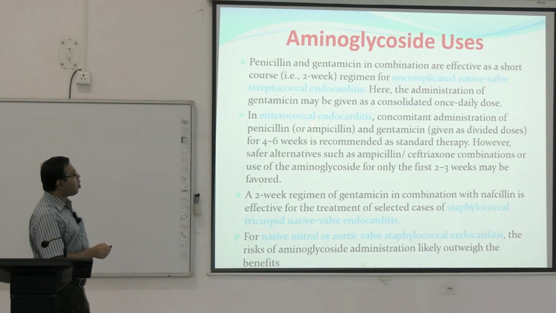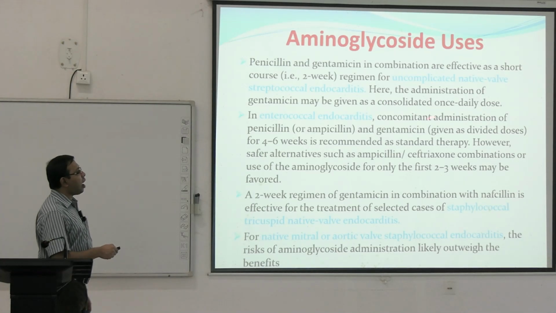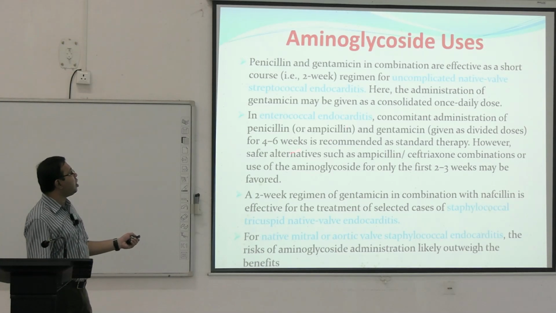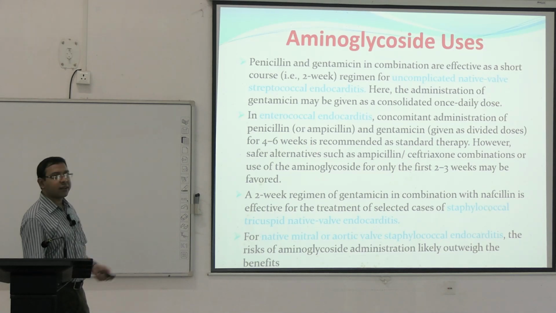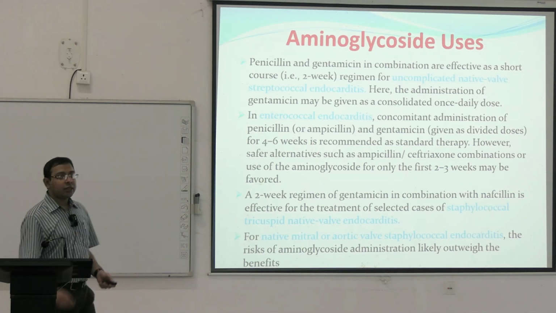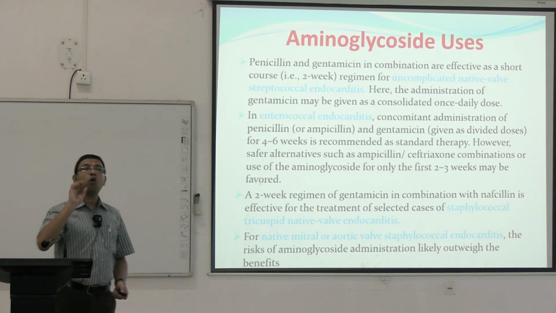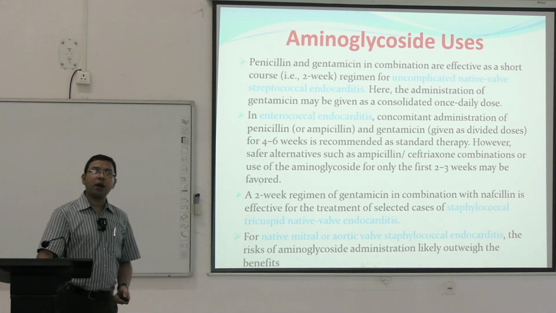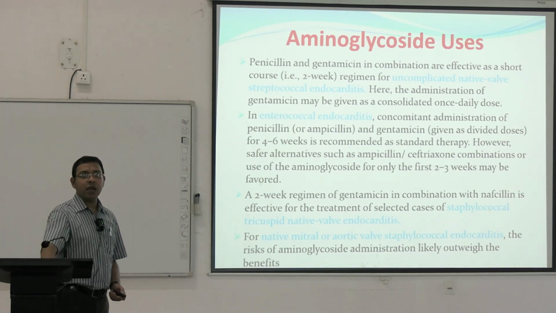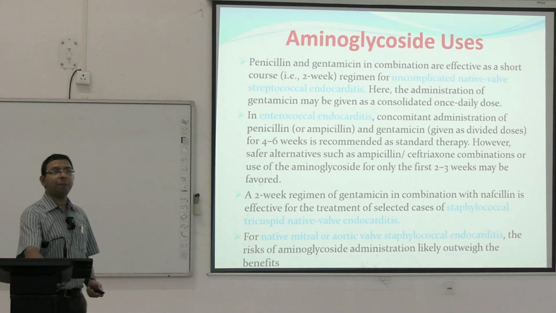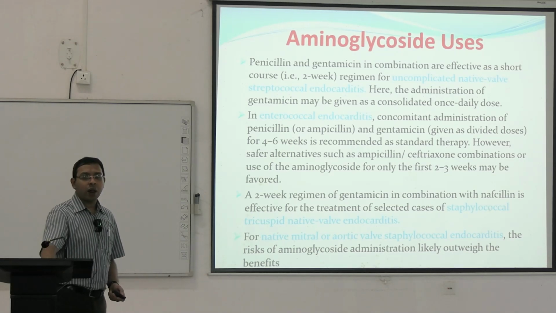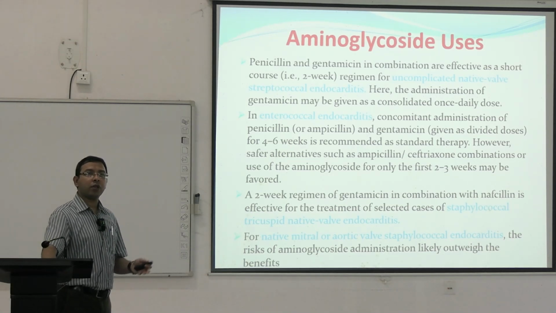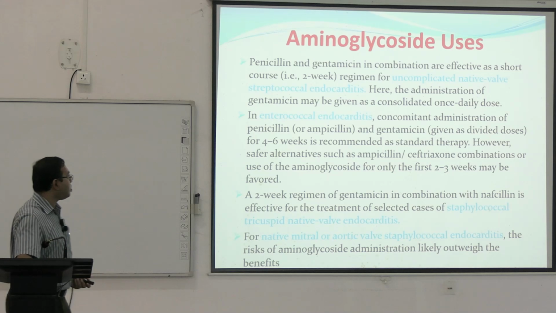But if there is enterococcal endocarditis, concomitant administration of the penicillin gentamicin for a long period of time, for example 4 to 6 weeks, is needed as a standard therapy. So endocarditis that is caused due to some enterococcus, enterococcus endocarditis, is a very severe disease. Here we have to use the combinations of the penicillin as well as the aminoglycosides for a long period of time, approximately 1.5 months to 2 months.